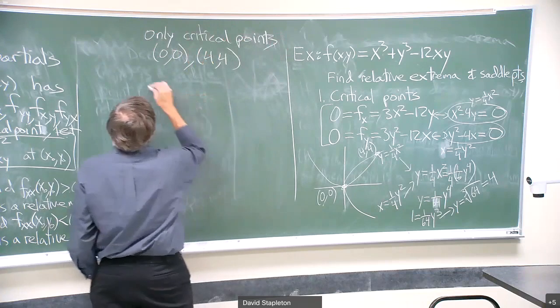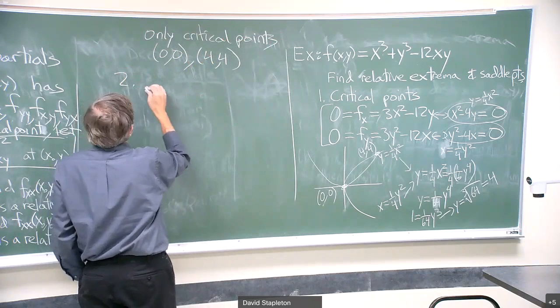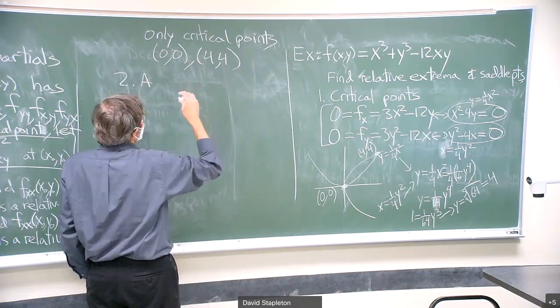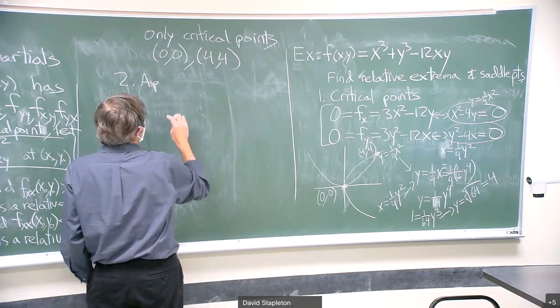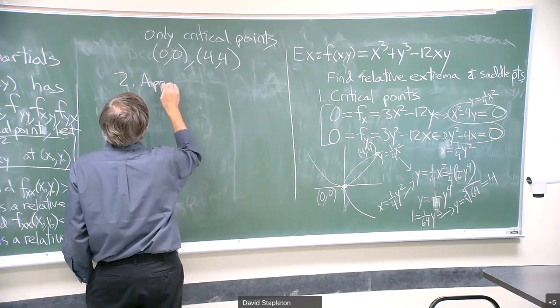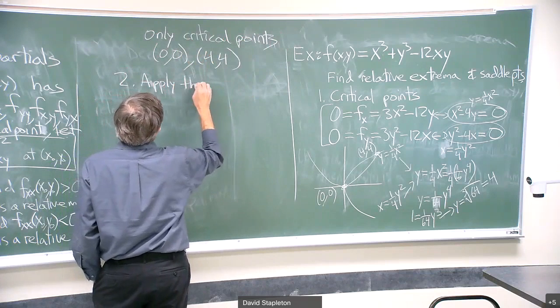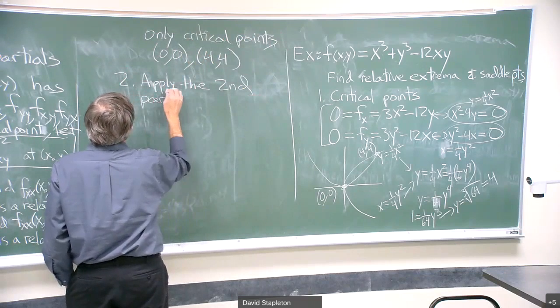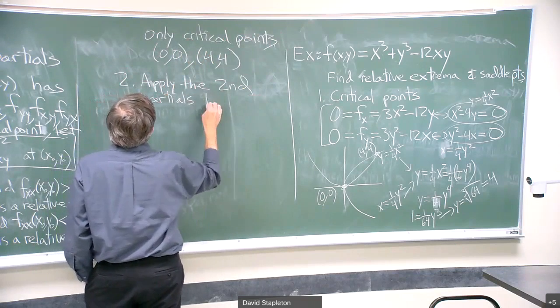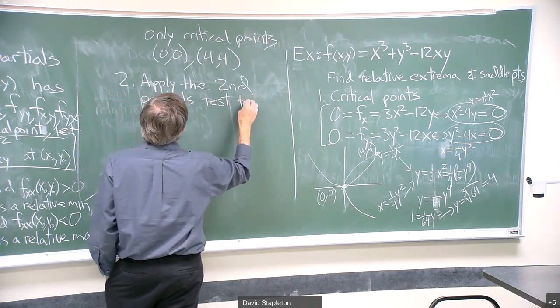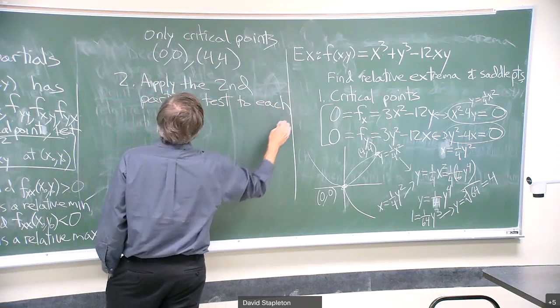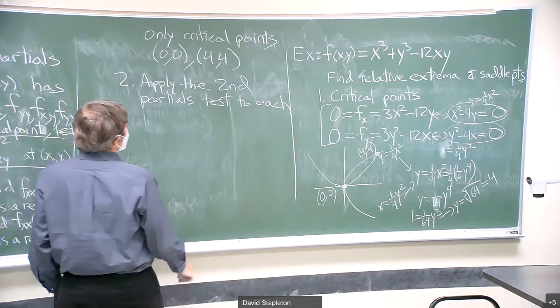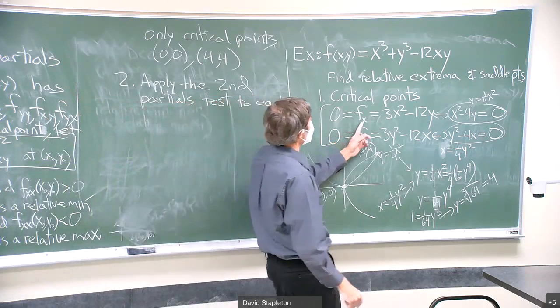So now what do we do? The second step is to apply the second derivative test to each. Since we have something where derivatives of all orders exist, we'll apply the second derivative test. Apply the second partial test, I should call it, to each. For that, we need the second partials, right? So we have the first partials here. Let's just use them, right?